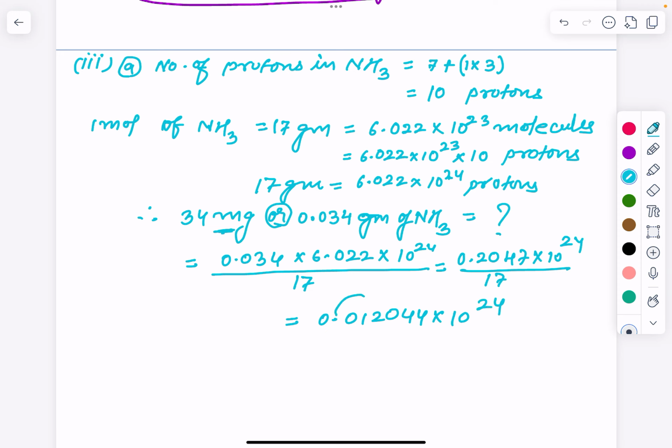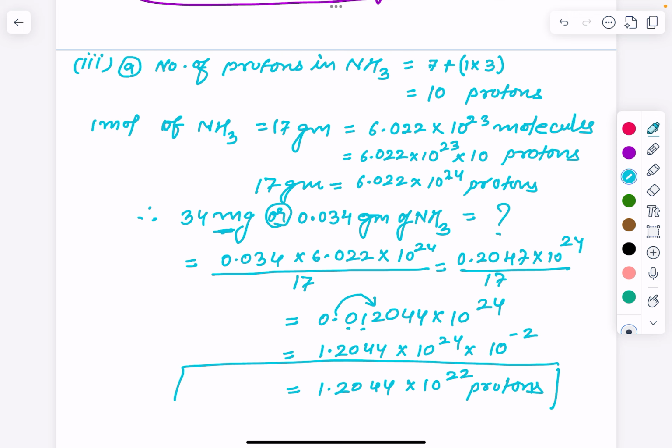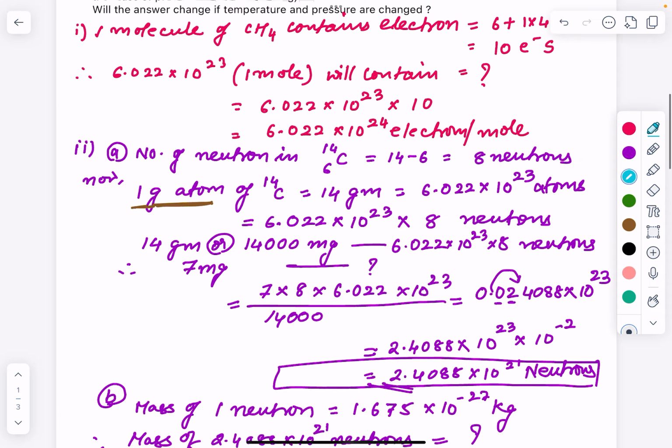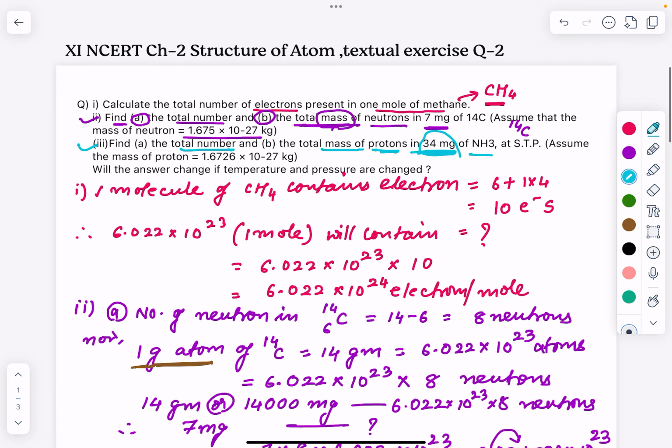Again, let us shift the decimal point to between 1 and 2. Here you will have 1.2044 into 10 to the power of 24, and as you have shifted 2 decimals, it will be minus 2. So ultimately the number of protons you get will be 1.2044 into 10 to the power of 22 protons. So this was the number of protons in 34 milligrams which you have found out. Okay, fine. So that was the total number of protons.